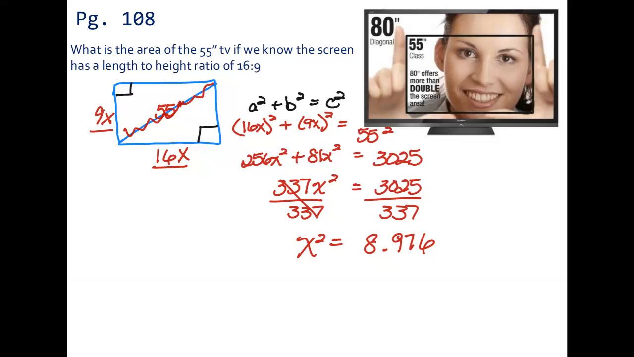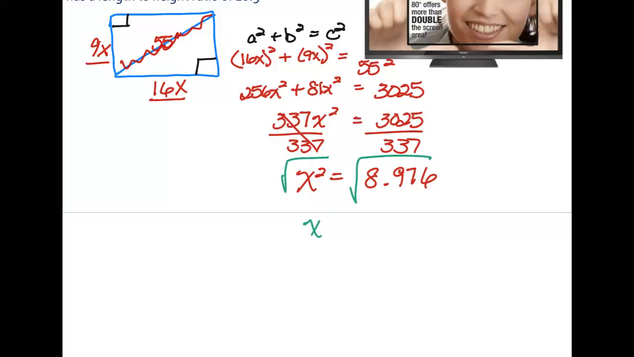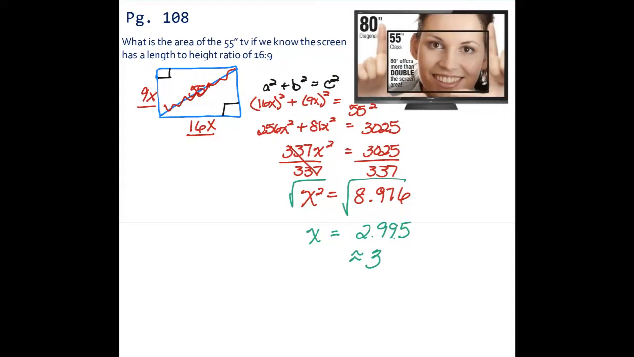Yeah, okay. So then take the square root. X is just a little lower than 3. 2 point something? 2.995. Right? You know what? We're going to say it's 3. All right, so then this means 16 times x is 16 times 3. That's 48 inches for the length. 9 times 3 is going to be 27 inches here.